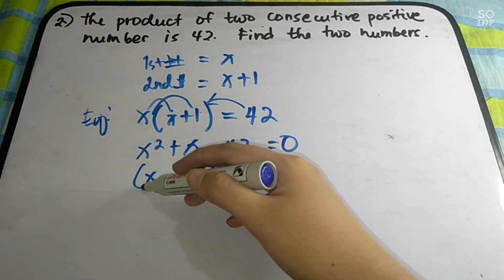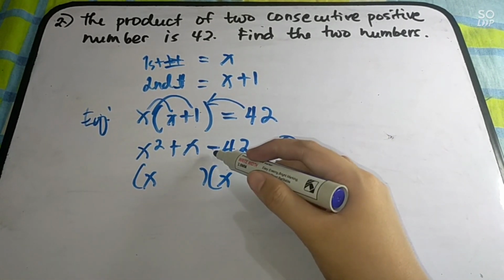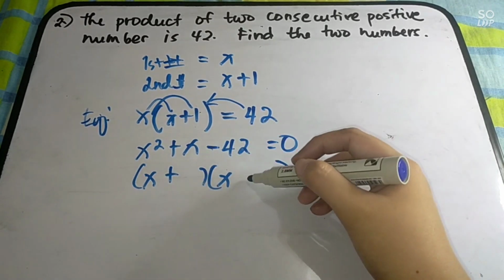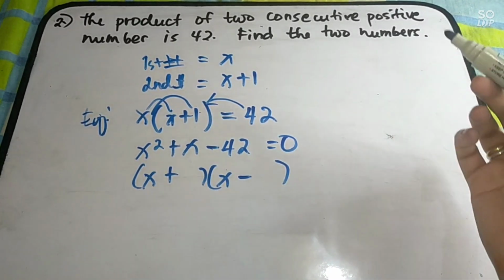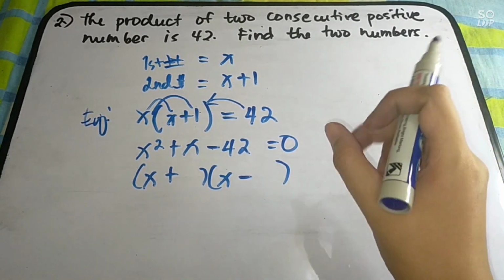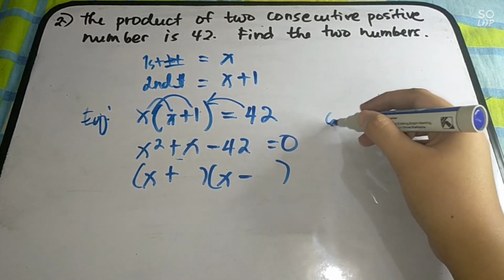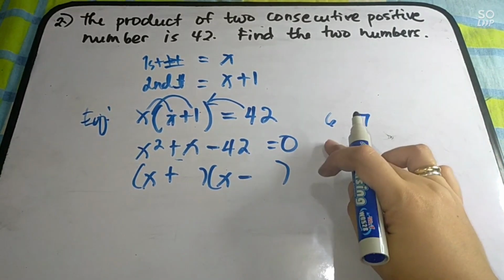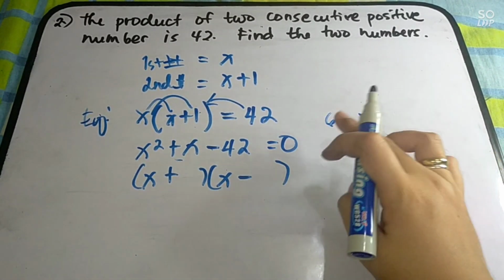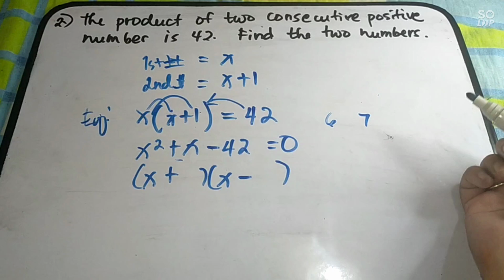Factor of x squared, you have your x and x. Since it is negative again, it should be positive and negative. So what would be the factors of 42 that, when you subtract them, the answer is just 1? So we have 6 and 7. Right? 6 times 7, the answer is 42. If you subtract 6 minus 7, the answer is 1.